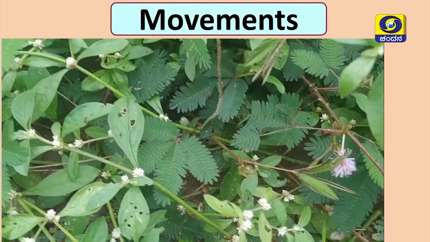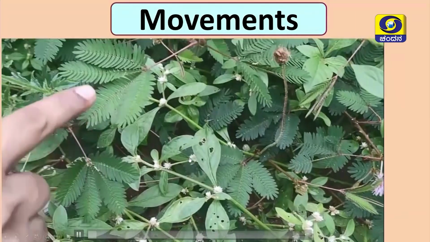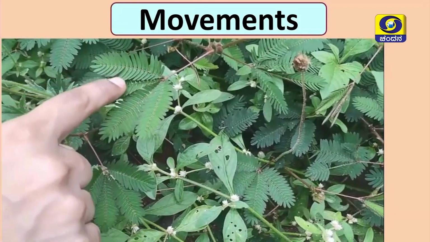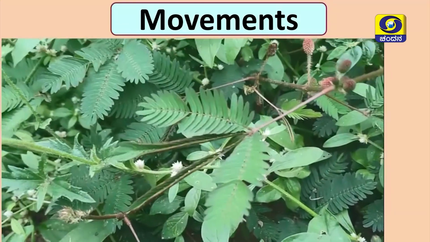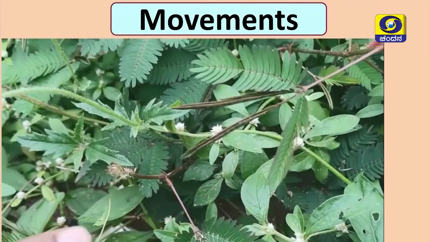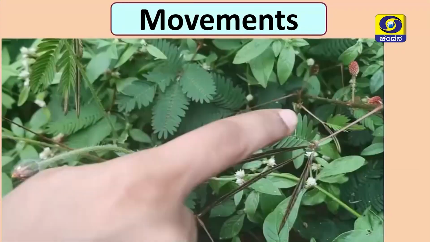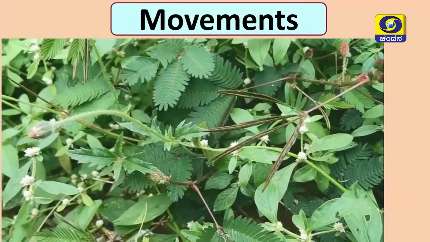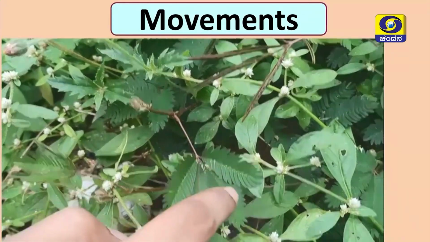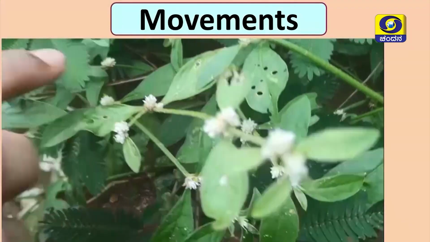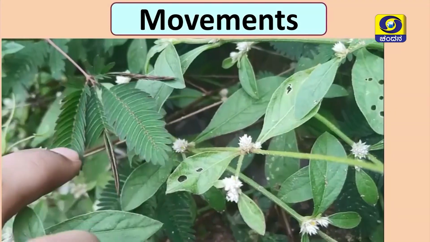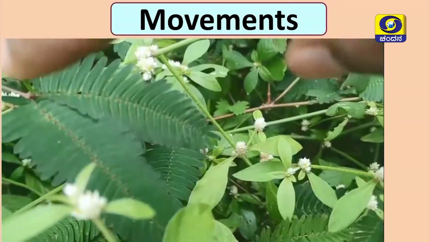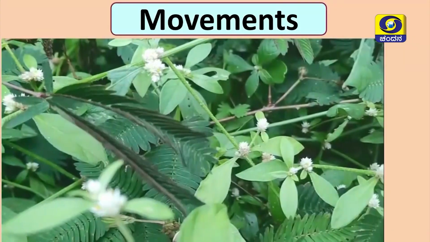Now, let us come to the chapter. So, let us see here what is taking place here. You can see that a kid is touching the plant of Mimosa pudica. What is happening here? The leaves are closing in this plant. So, as soon as it is touched, it is moving. So, this is one type of movement you see in plants. Let us see several other types of movements in plants.